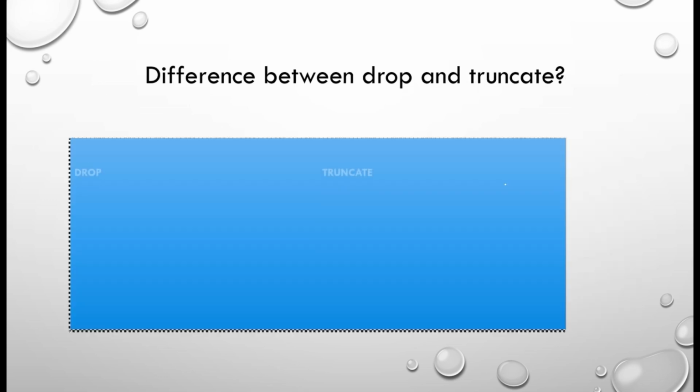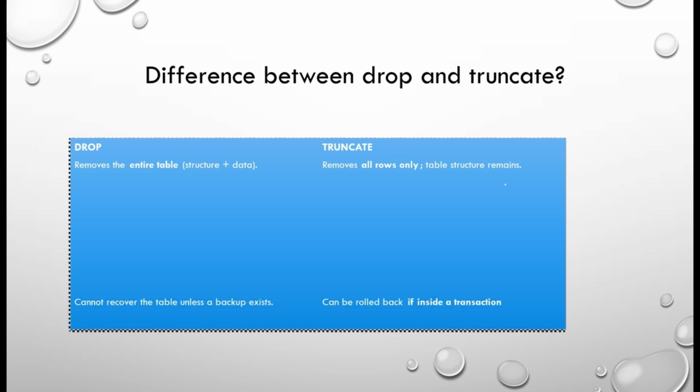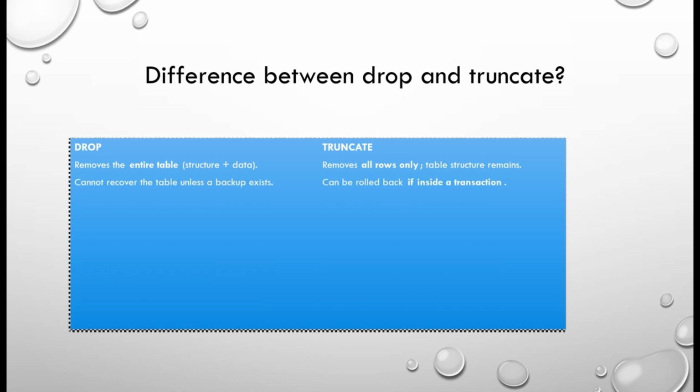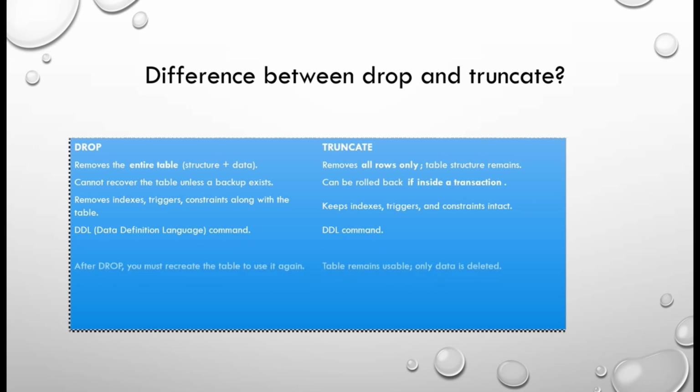The next question is, what is the difference between drop and truncate? Drop removes the entire table, that means structure with data. Truncate removes all rows only. The table structure remains. Drop cannot be recovered unless a backup exists. Truncate can be rolled back if it is inside a transaction. Drop removes indexes, triggers, and constraints along with the table. Truncate keeps indexes, triggers, and constraints. Drop is a DDL command, truncate is also a DDL command.